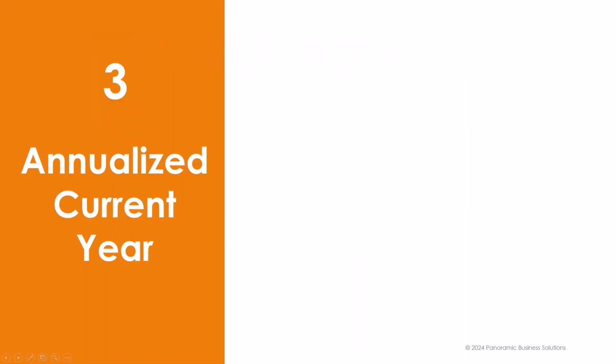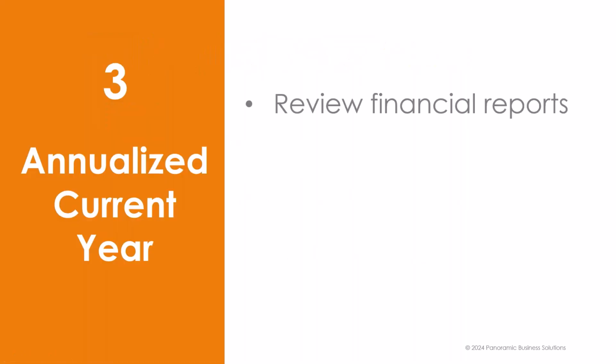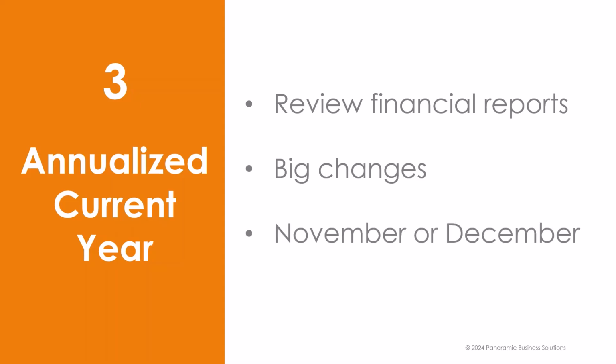This is where your tax accountant reviews your financial reports and estimates the annual taxable income based on the big changes that you might have in your business. They're going to look at changes in assets and net income. And this type of planning is usually provided during November or December by reviewing the previous 9 or 10 months.